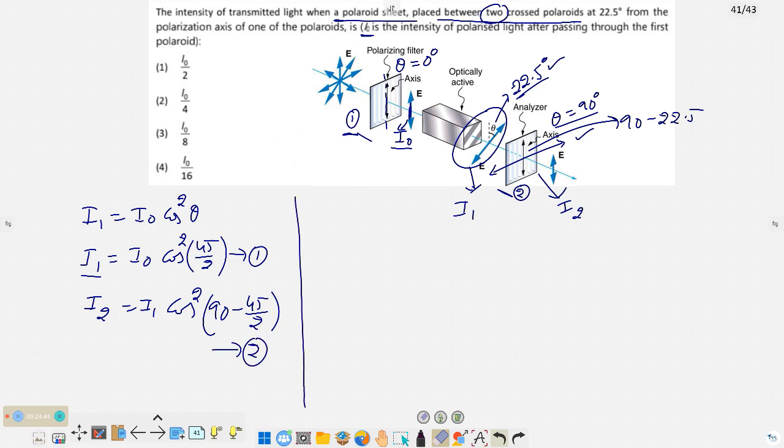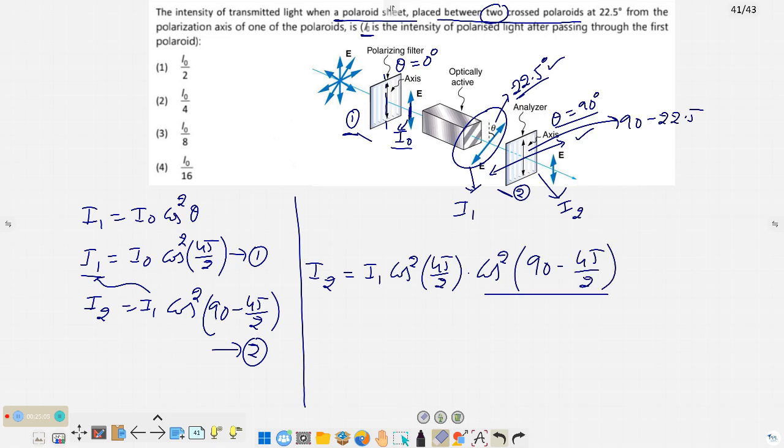I2 is equal to I1 from equation number 1, you put it, that becomes I1 into cos square 45 by 2, into cos square of 90 minus 45 by 2. So cos of 90 minus theta, we know that as sine theta. So I can write this as I1 into cos square 45 by 2 into sine square 45 by 2.